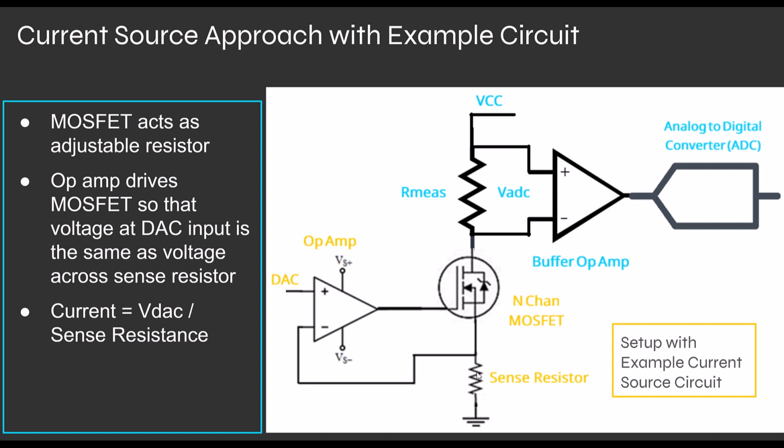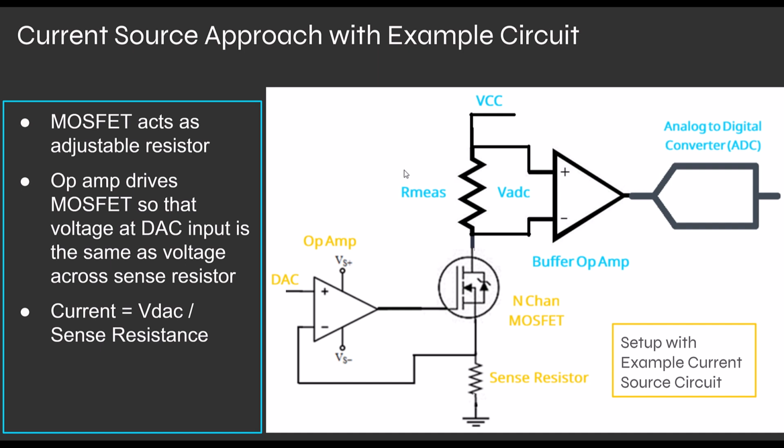So by controlling the voltage drop across the sense resistor, we ensure that we have a continuous current flowing through the sense resistor. And since this is a closed path for current to flow, we're going to get the same current value through the unknown resistance, right? So you can see that implementing a current source is not trivial.